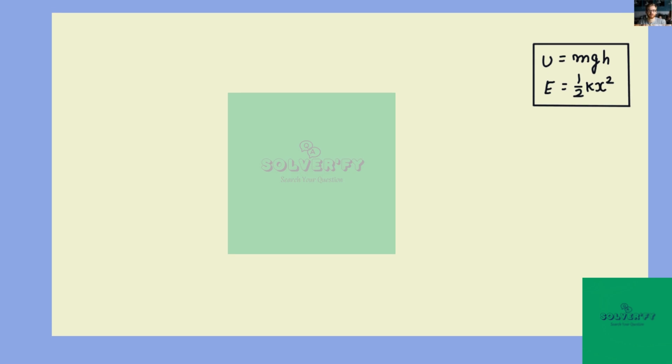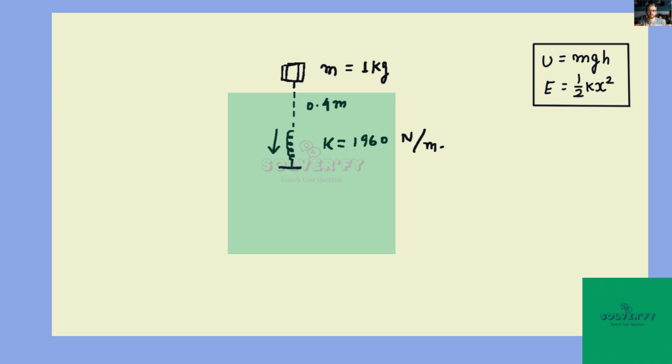In this problem, we are given a block whose mass is 1 kg, and this block is dropped from a height of 0.4 meters onto a spring whose spring constant is 1960 newtons per meter, and we are required to find the maximum distance this spring will be compressed.